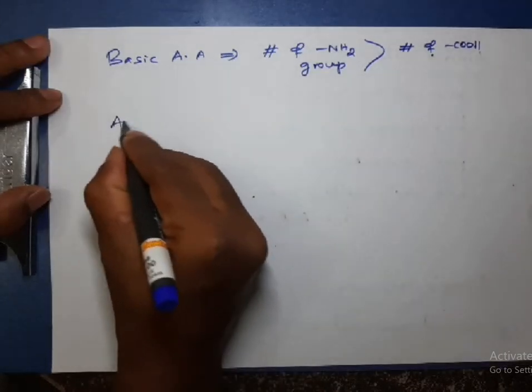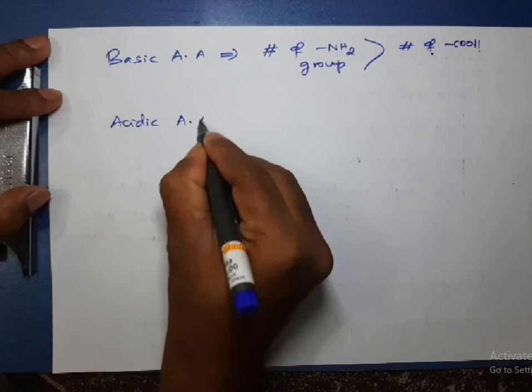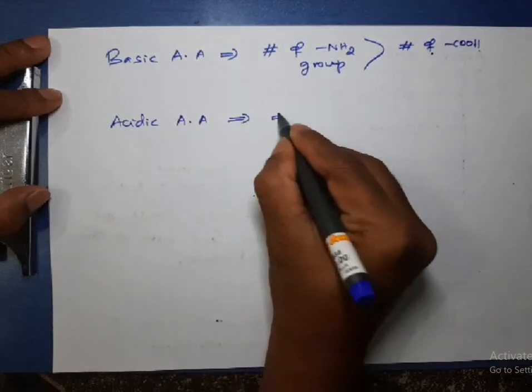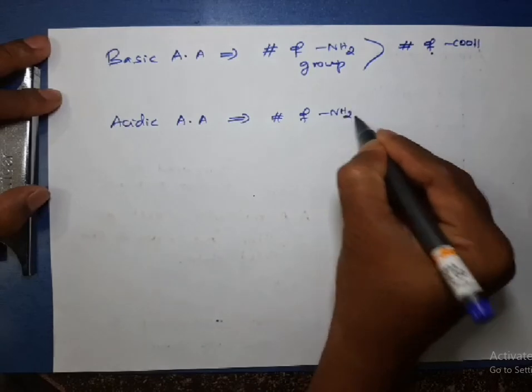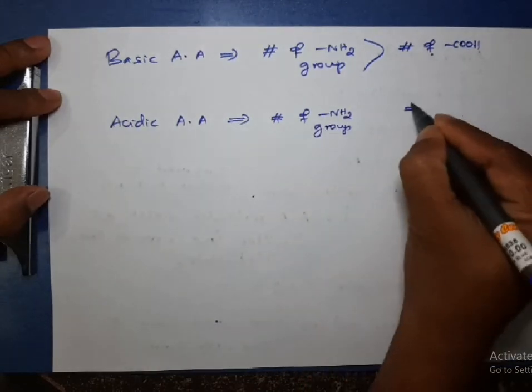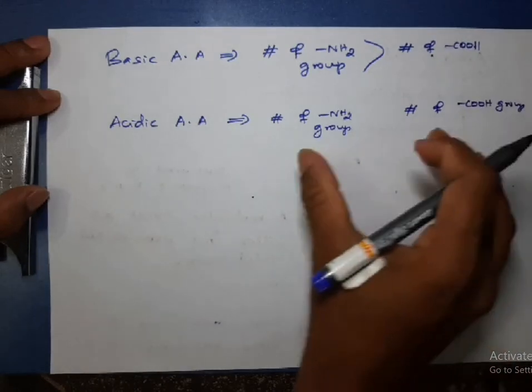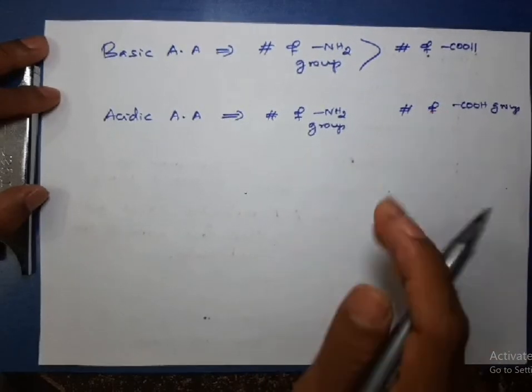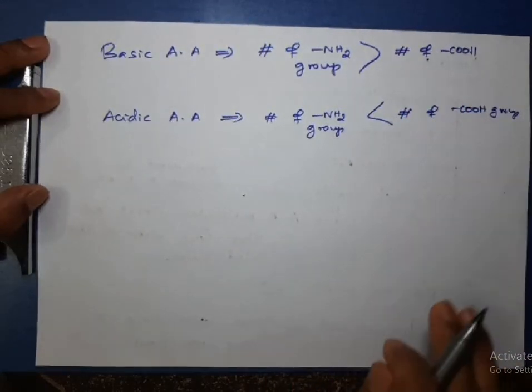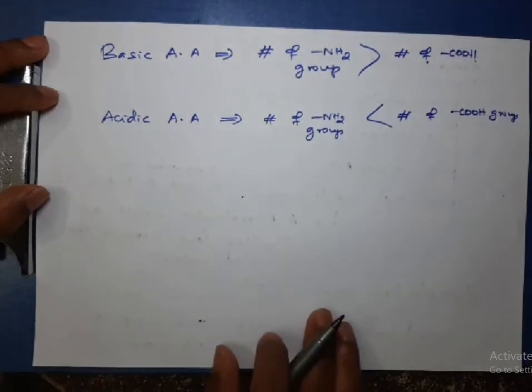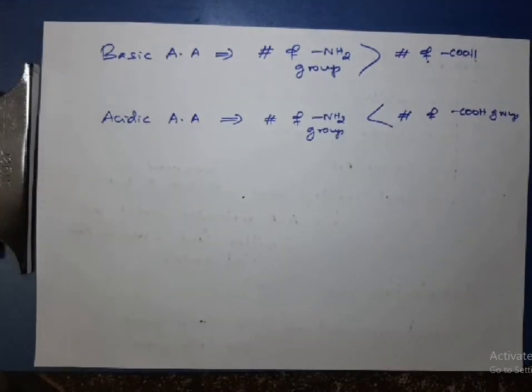What is an acidic amino acid? Very simple. If you compare the number of NH2 groups and the number of COOH groups, and the acid group is more in number, we call those amino acids acidic amino acids. Last class I told you that we have basic amino acids and acidic amino acids. Let me give at least one or two examples for each.